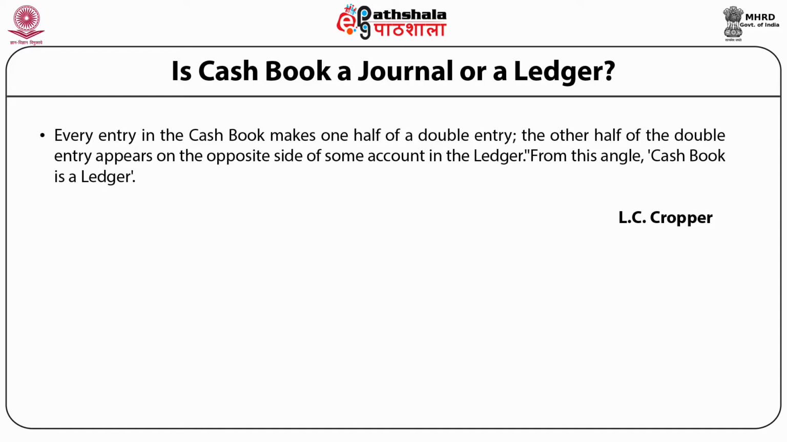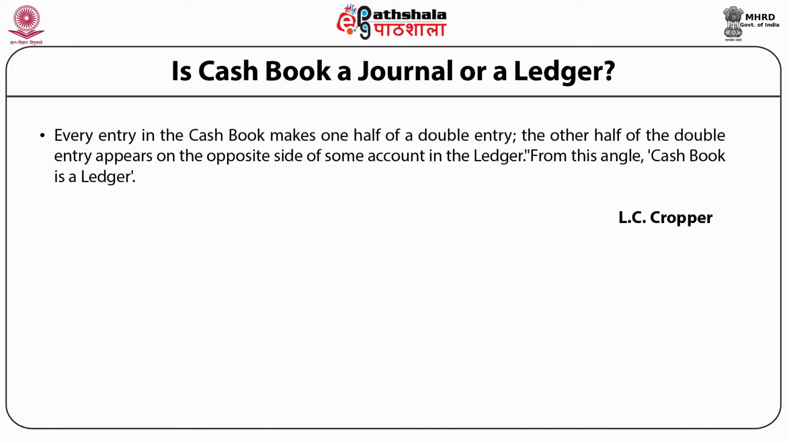Similarity of cash book with ledger. The form of a cash book resembles a ledger. The words "to" and "by" are used in the ledger. No separate cash and bank account are required in the ledger. Cash and bank columns of the cash book are periodically balanced just like ledger accounts.